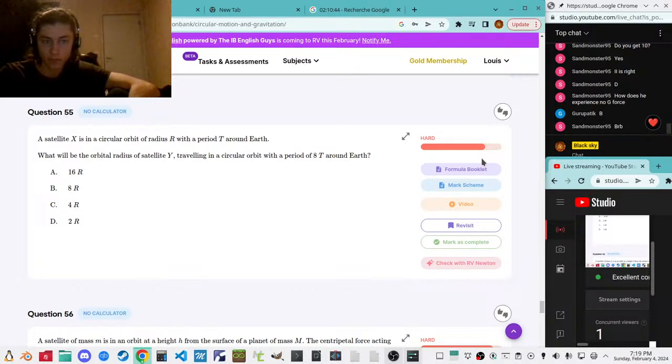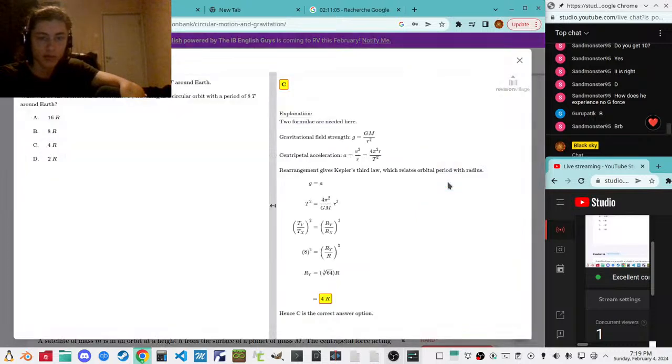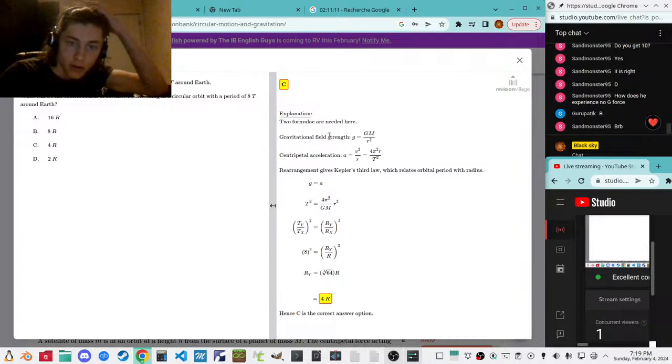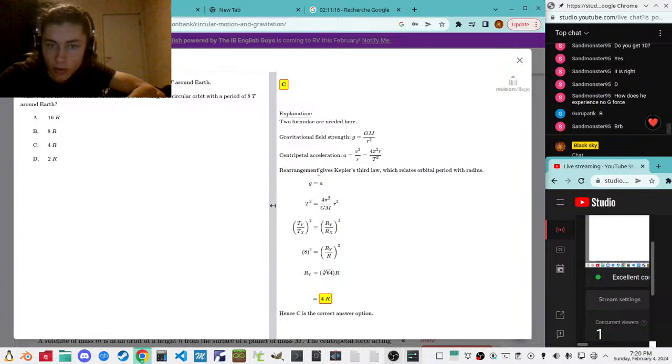Let's see. Orbital radius of satellite Y. Ah, no, it's r squared. Oh, they're just proportional. So B, there's no way it would be here though. It can't be B. Let's see why. C. Two formulas are needed: this and the centripetal acceleration. This is a rearrangement of Kepler's third law, which relates orbital period with radius. Fair enough.